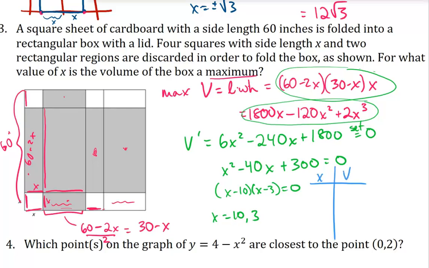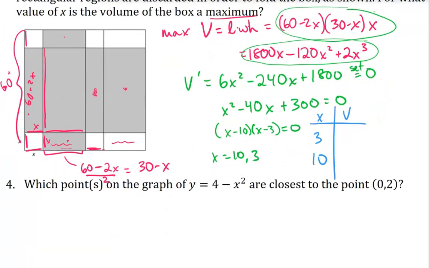Okay, so x and volume. We're going to check 3 and 10. And again, we don't need to worry about endpoints. My natural domain would be from 0 to 30 because I can't have a side length less than 0. And I'm looking at this 60 minus 2x or the 30 minus x. If x is equal to 30, we basically have cut everything, and so there's no box. So these are the only two that I really need to consider.